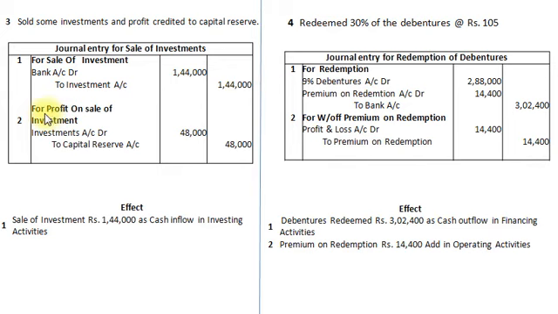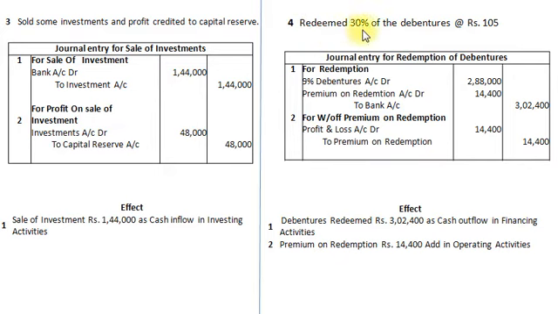Now second entry for profit on sale of investment. Investment account debit rupees 48,000 to capital reserve account rupees 48,000. Now the effect of adjustment: sale of investments for rupees 1,44,000 will be recorded as cash inflow in investing activities, and finally our investment account and capital reserve account will tally. Now we will see adjustment number 4.